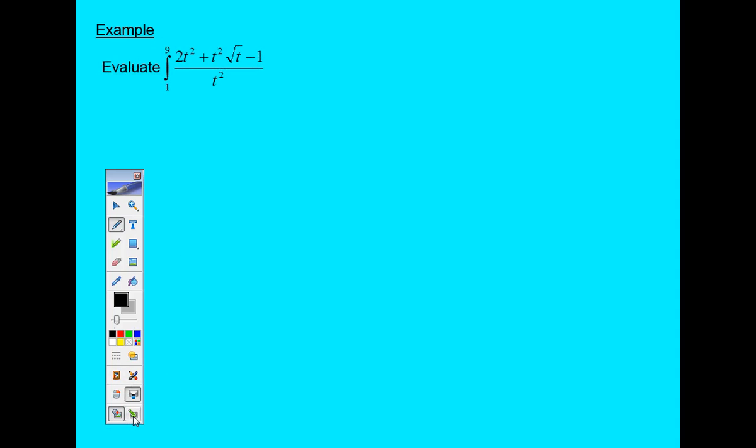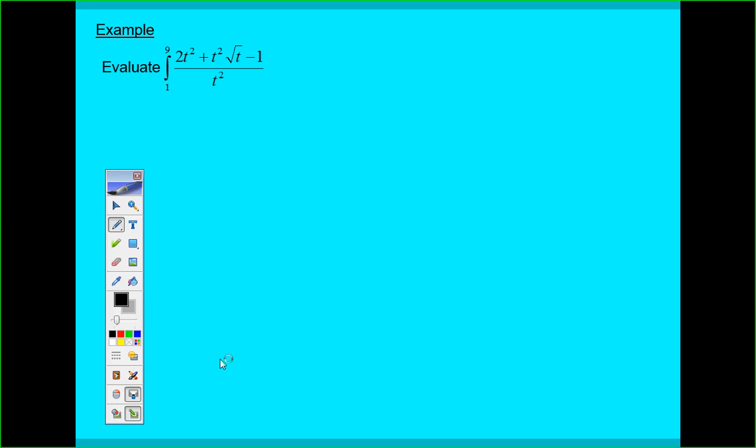Another example of a definite integral. Let's rewrite this as t squared. I'm going to divide each term by t squared and write it separately. So we would have minus 1 all over t squared.